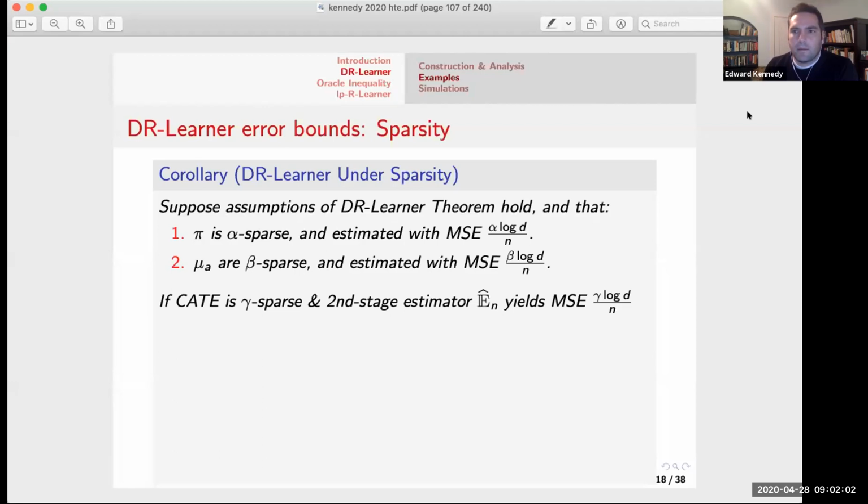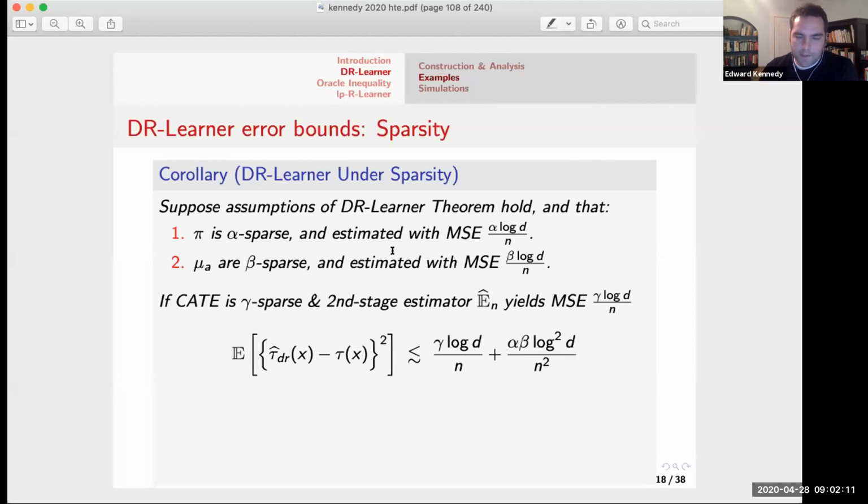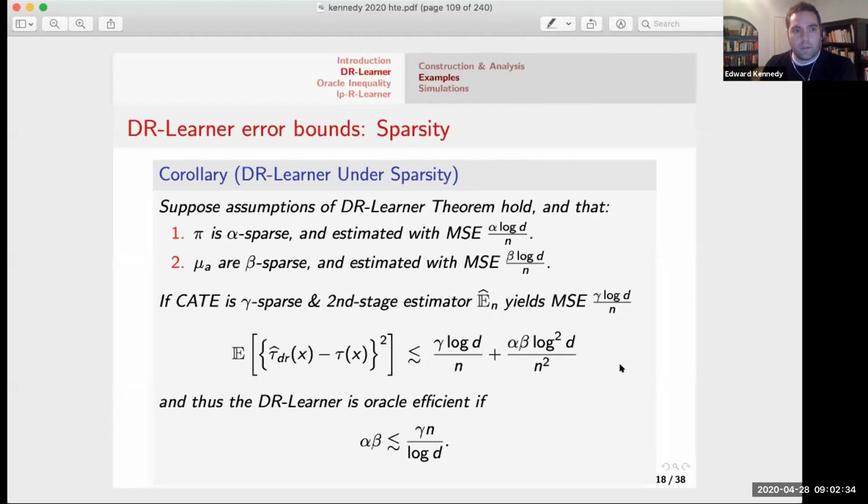So if the CATE is gamma sparse, and that second stage estimator yields the right mean squared error, gamma log d over n, then we get a rate that looks like the oracle sparse rate, gamma log d over n, plus again, this product of mean squared errors. And you can figure out from this what the sufficient conditions are for oracle efficiency. In this case, it turns out that the product of the sparsities has to scale faster than gamma n over log d.